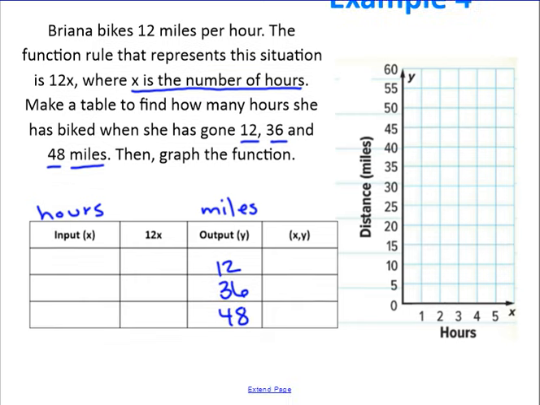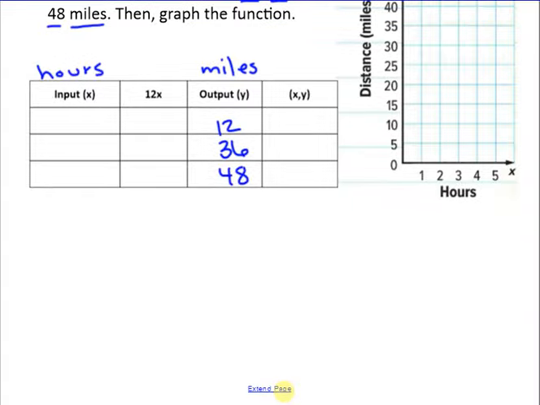Okay? And so in this function table, we are going to be working backwards. All right? So we need to figure out what the x is. Here we're going to go 12x equals 12. I'm working on the first one. So we're going to box our variable and divide by 12. Divide by 12. x equals 1.